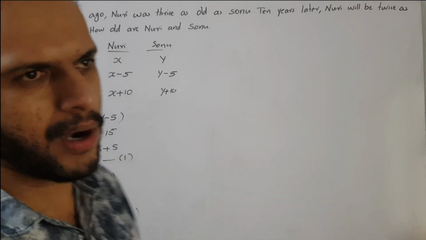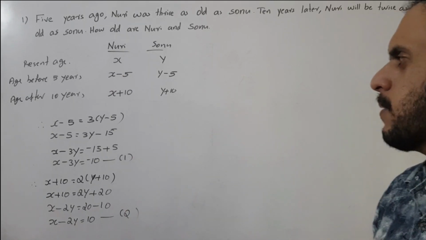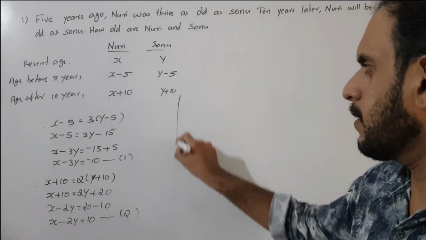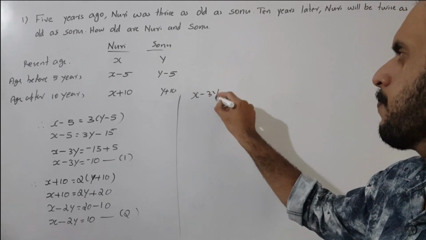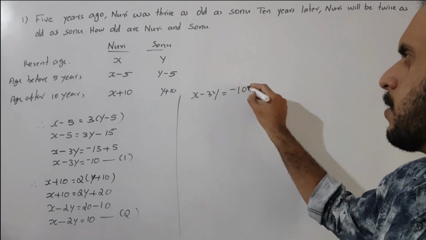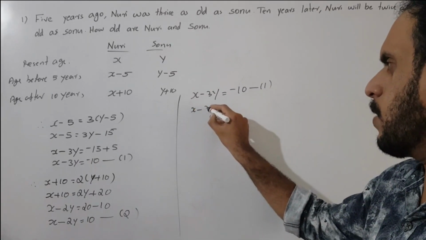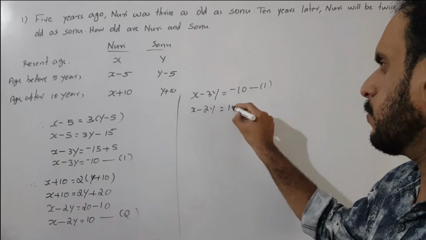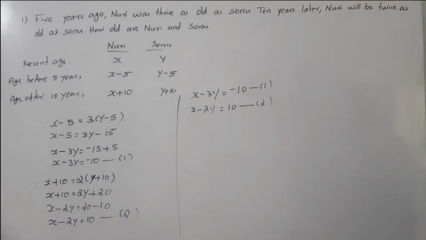Okay, then what is next? Then next we need to eliminate any one of the variables. So for that we are writing the equations here. First equation is x minus 3y is equal to minus 10, equation 1. Second equation is x minus 2y is equal to 10. Then any variable's coefficient is equal.